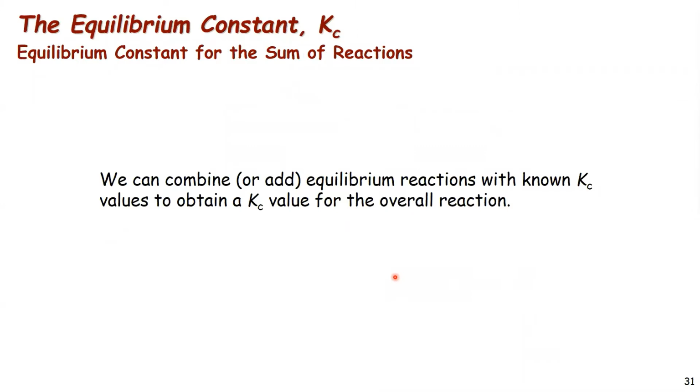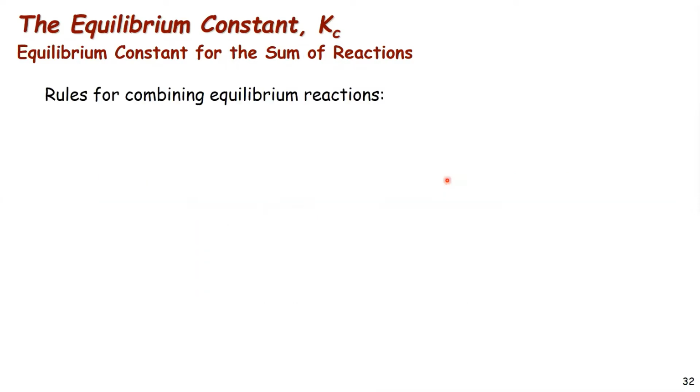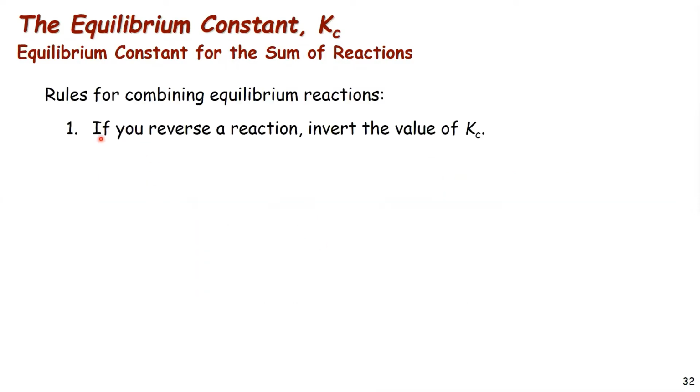Now, we can combine equilibrium reactions of known reactions with known equilibrium constants to figure out some new overall reaction, and then calculate its equilibrium constant from those other reactions that we combine together. So we've already seen that if we flip a reaction, all we do is take the inverse of the equilibrium constant, okay? If we reverse the reaction, we just invert the value of K.